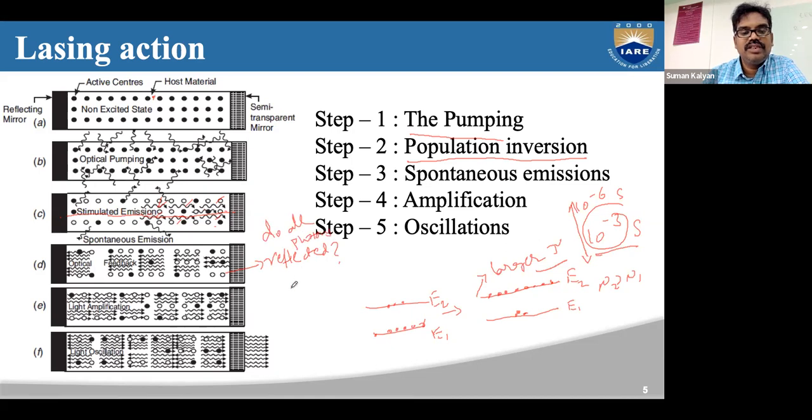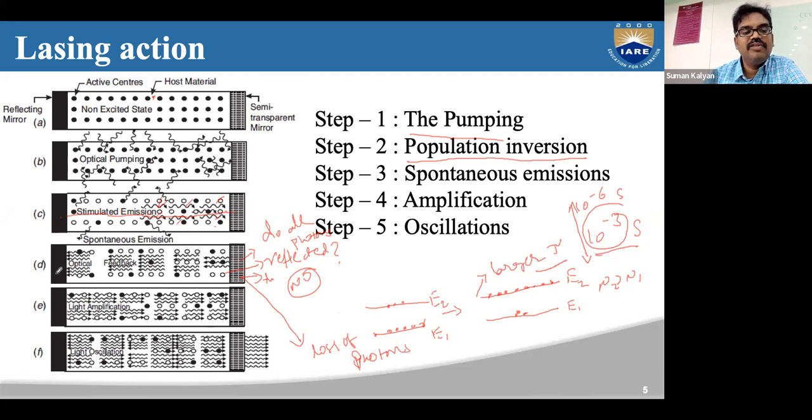Do all photons get reflected? No. From this space, because this is not a 100% reflecting mirror, this is a semi-transparent mirror. Because of the semi-transparency, there will be some loss of the light, or loss of photons, at this mirror.